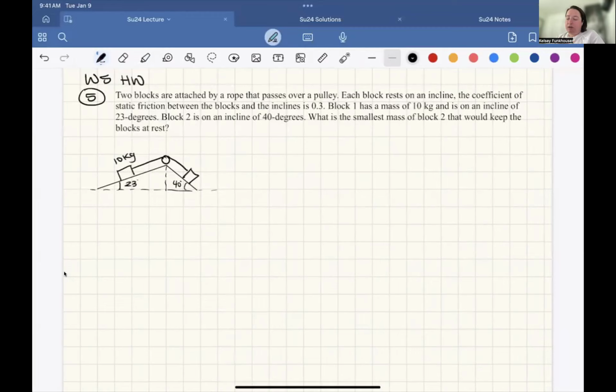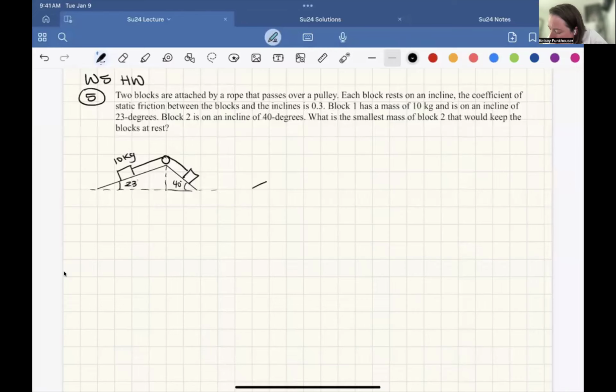incline and friction. So we have 2 blocks attached by a rope passing over a pulley. They're each on their own incline, but the coefficient of static friction between them and the incline is 0.3. Block 1 has a mass of 10 kilograms, and its incline is 23 degrees. And then block 2 has an incline of 40 degrees. But we want to know what the minimum mass of block 2 is that would keep the blocks at rest.